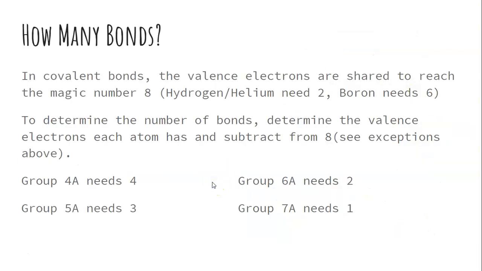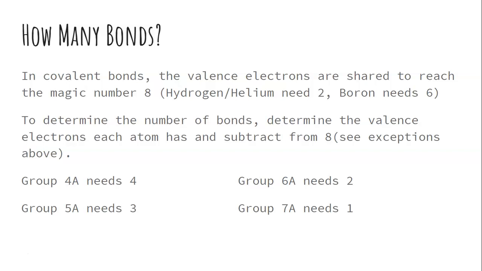So first, we need to determine how many bonds. The valence electrons are shared to reach the magic number 8. Remember that number 8 is super important any time we're talking about bonding. And again, I gave you those exceptions. Helium and hydrogen only need 2 because that inner ring, that first ring, will only hold 2 electrons. And then boron is just really weird, and so it just needs 6. So don't really worry about that one too much. You won't see it super often, but it's there. Just know it needs 6.